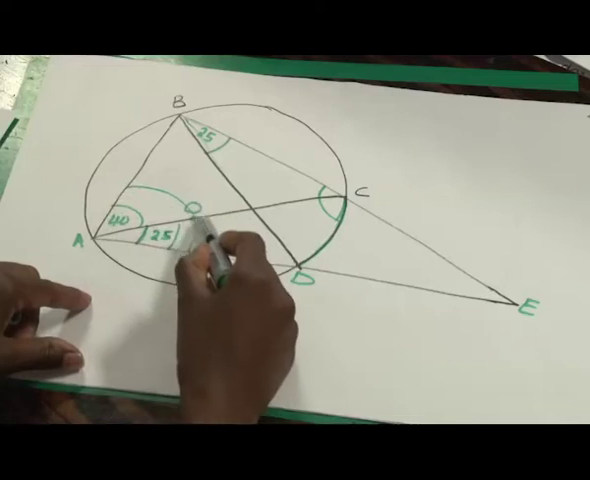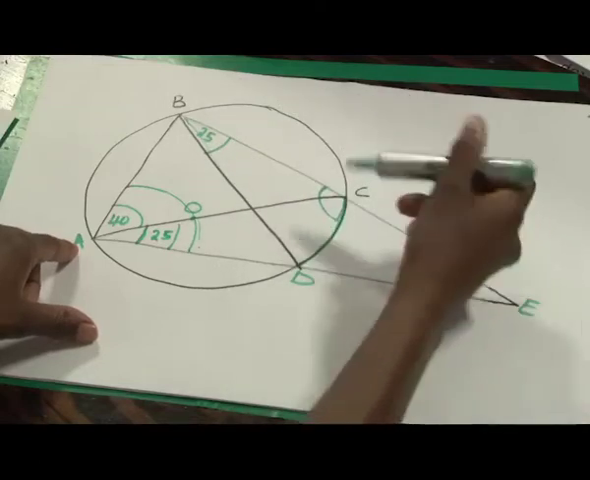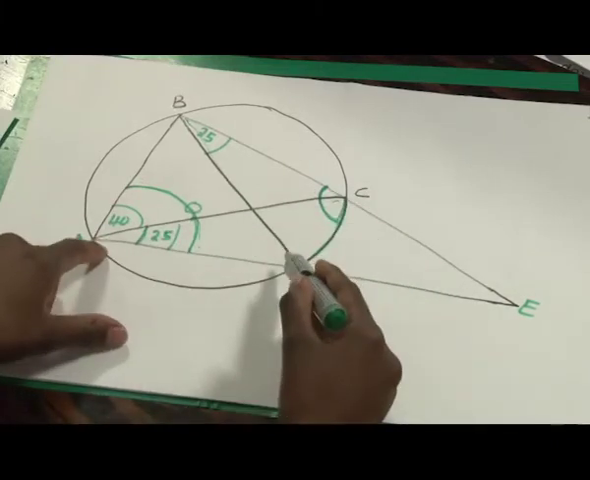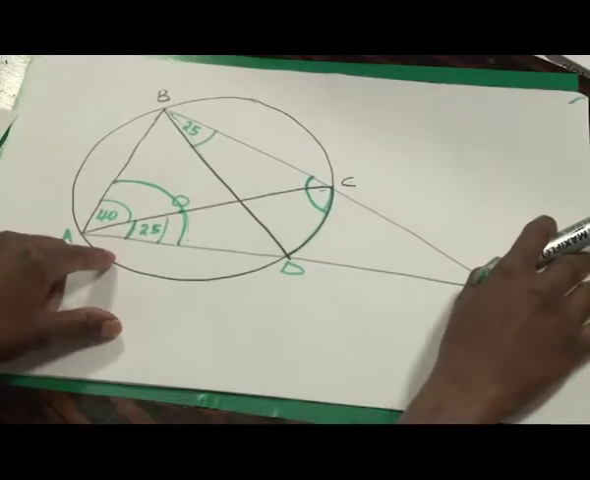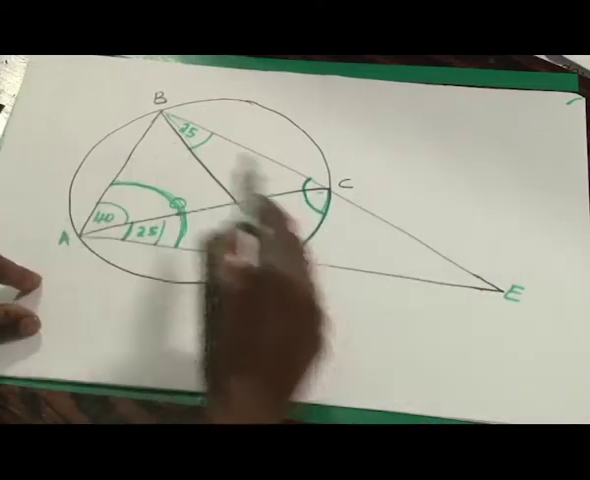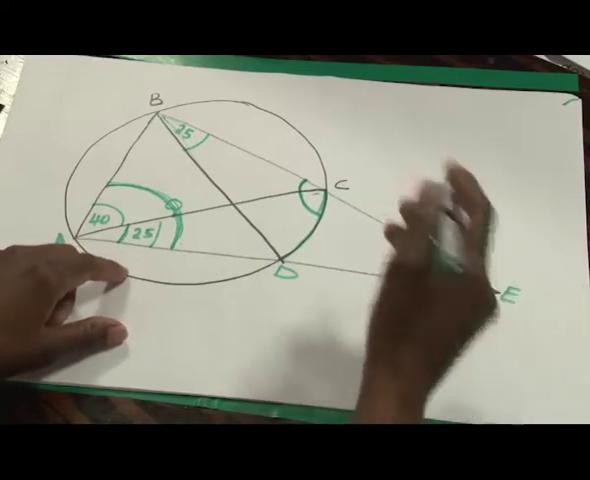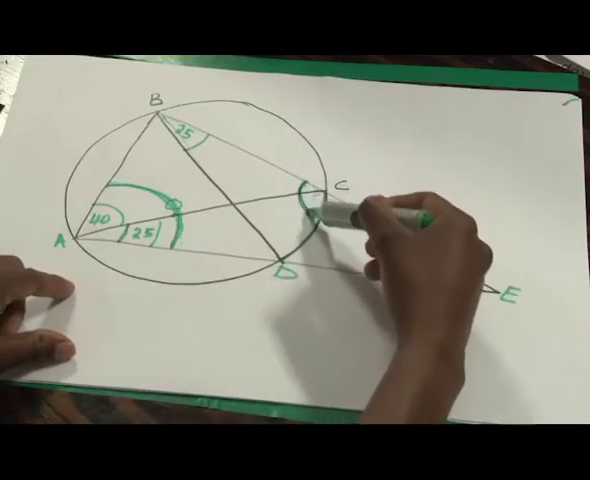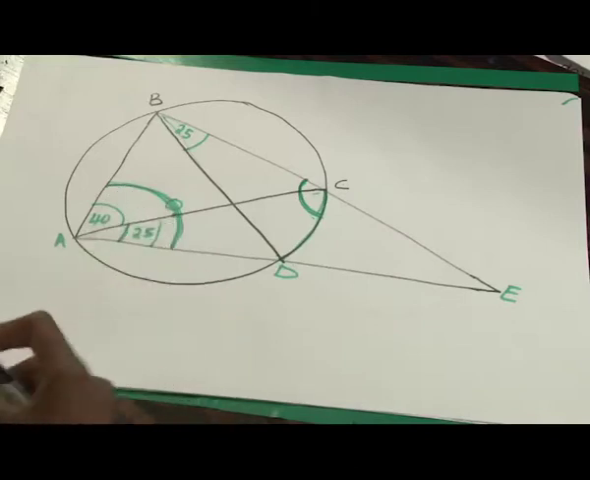So this angle BAD is opposite angle BCD. These two angles are angles in opposite segments. Therefore, they should be supplementary, meaning they should add up to 180. To work out this angle, we simply subtract 65 from 180, and that is how we get 115. That is how we find the value of angle BCD, which is 115 degrees. And the reason is these are angles in opposite segments.